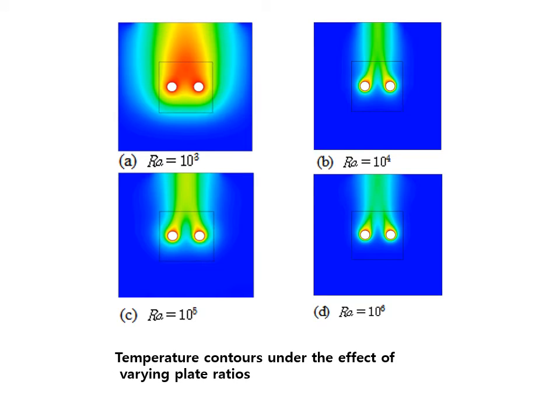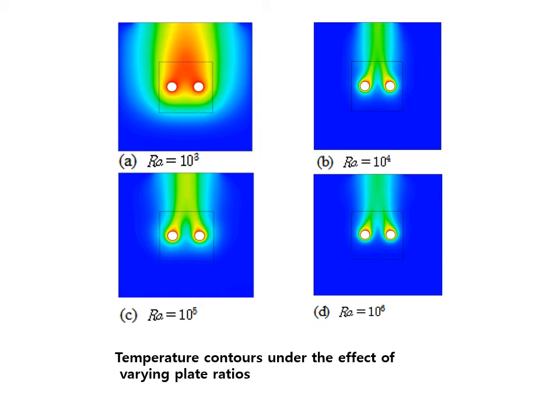And the next one is the temperature contour under the effect of varying plate ratio. You see this solid line shows the width and the height. As you see in this figure, this profile is different. For the low Rayleigh number, in this case 10 to the third, you have a very vivid temperature variation like this one, because in this case the natural convection effect is very low compared to this one and this one.